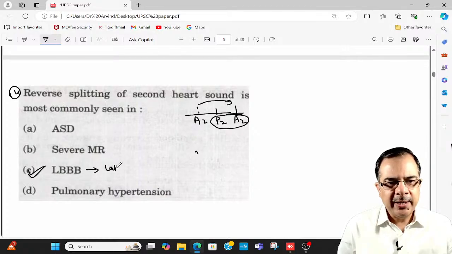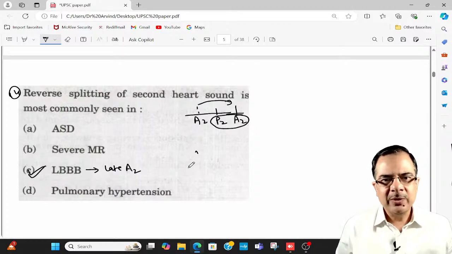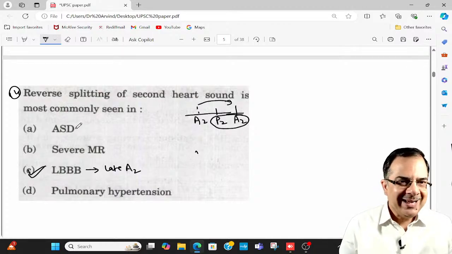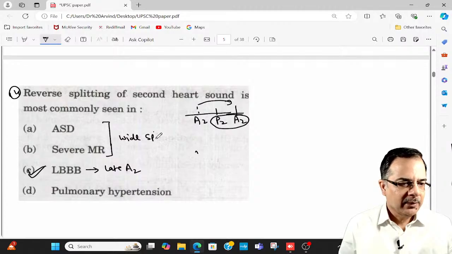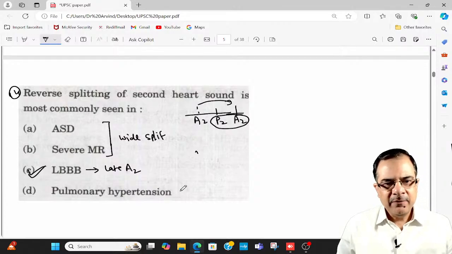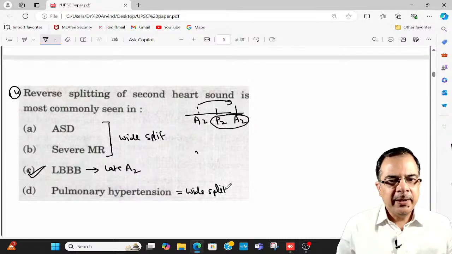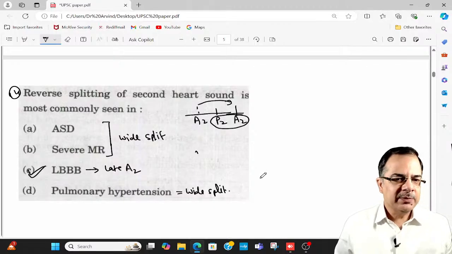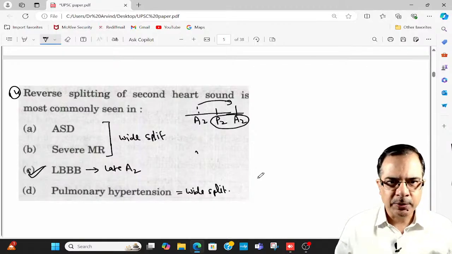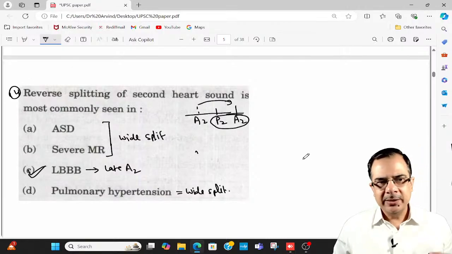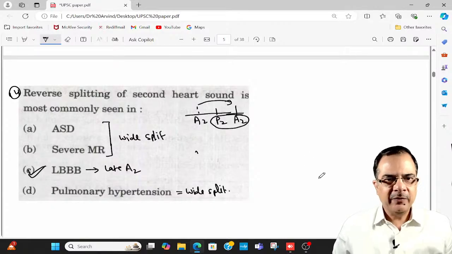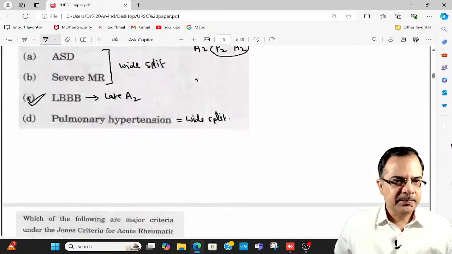So that causes a late A2 responsible for the reverse splitting, while in ASD and severe MR there is a wide split. Similarly for pulmonary hypertension, there is a wide split, the reason being late P2, which will make the split wide. So the answer is C option. And those students who have attended the cardiovascular class can correlate. It is the exact thing that we have discussed in our classes.